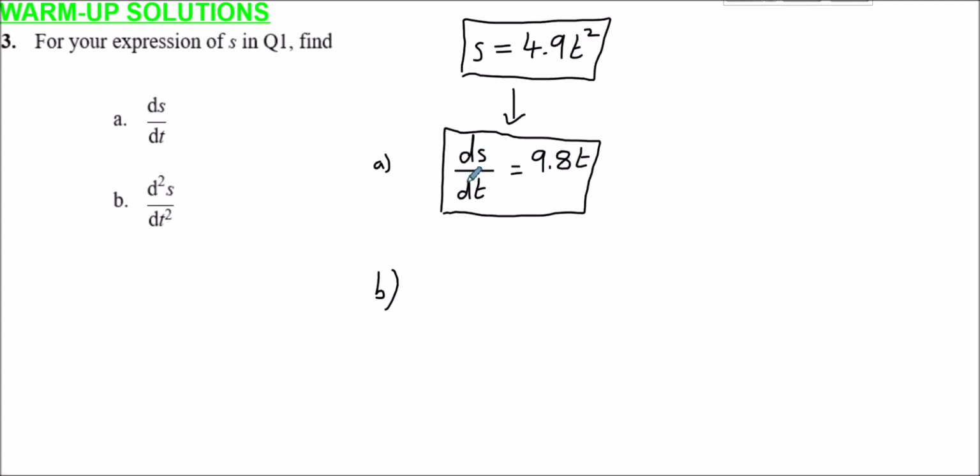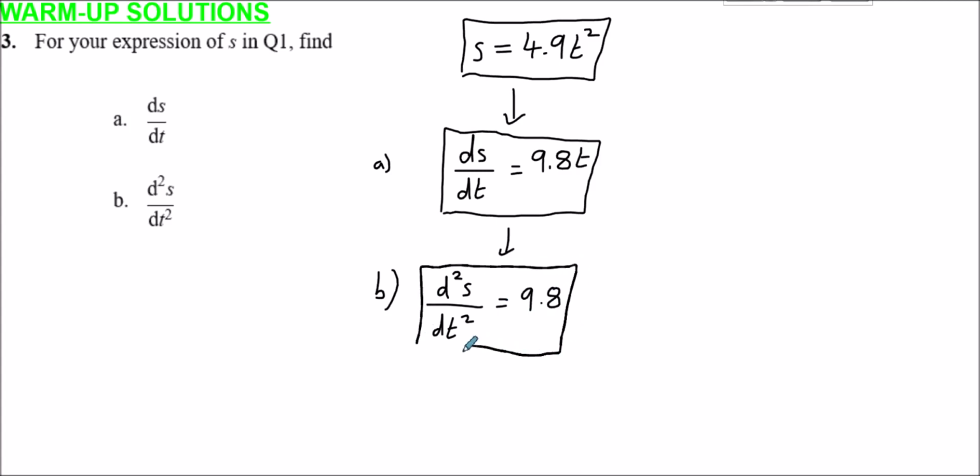For part B, we're going to find the second derivative. We're going to differentiate this again. And so d squared s over dt squared, we're going to differentiate this expression again with respect to time. The power of t here drops from 1 to 0. T to the power 0 is just 1. So in effect, the t just vanishes, and we get 9.8. And remember what 9.8 is. That's the acceleration due to gravity.